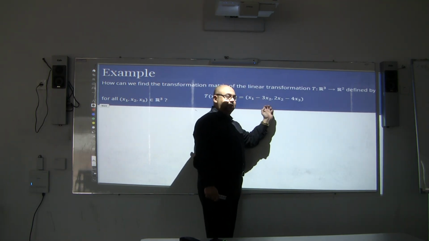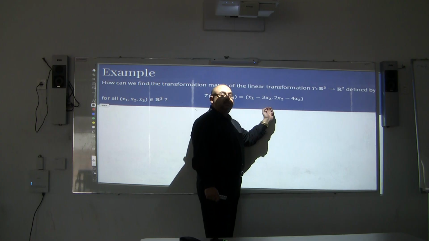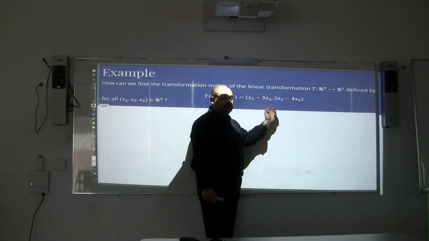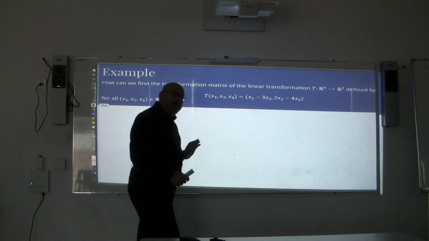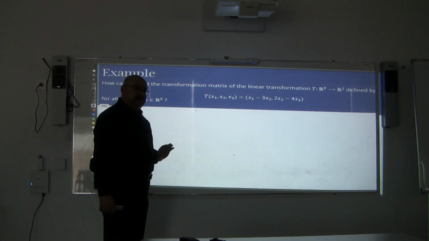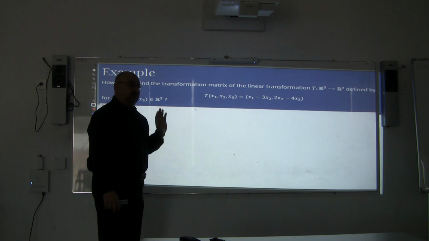The transform is the general expression. Can you get the matrix of transformation from this general expression? Yes, I can. How can we do it? By many ways. The simplest one.